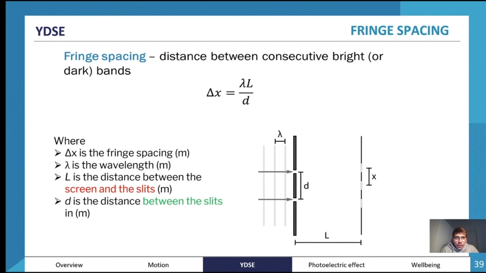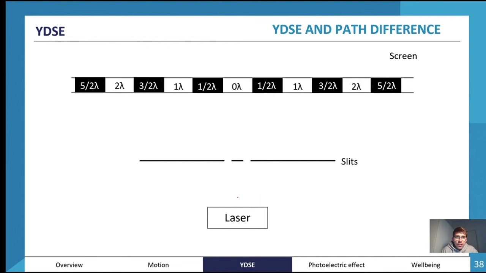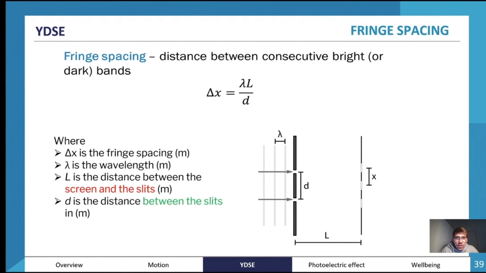Also, another thing that the exam might ask you is the fringe spacing. Fringe spacing is essentially the distance from the center of one bright band to the center of another bright band. In other words, how far apart are the fringes from one another? So how do we do that? The fringe spacing is calculated as the wavelength of the light multiplied by the length in meters, which is the distance from the slits to the screen at the back, divided by the distance between the two slits. So the fringe spacing is wavelength multiplied by length divided by the distance between the two slits.